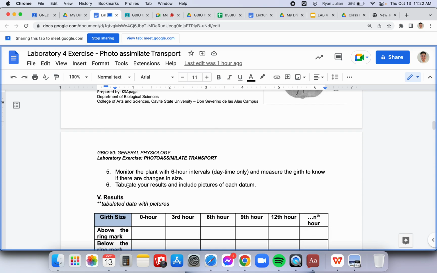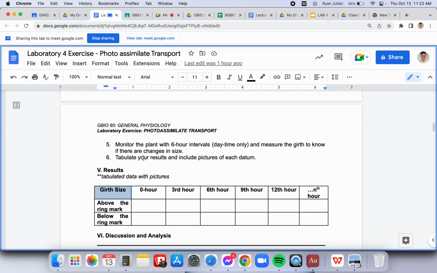Next one, you have to monitor the plant with 6-hour intervals, daytime only, not nighttime, and measure the girth to know if there are changes in size. Lastly, tabulate your results and include pictures of each datum. This is the table wherein you're going to put your results.